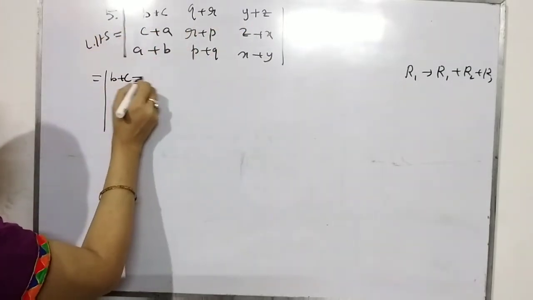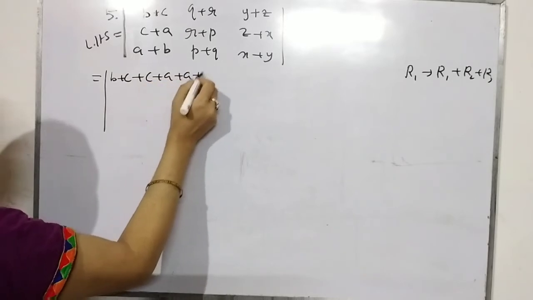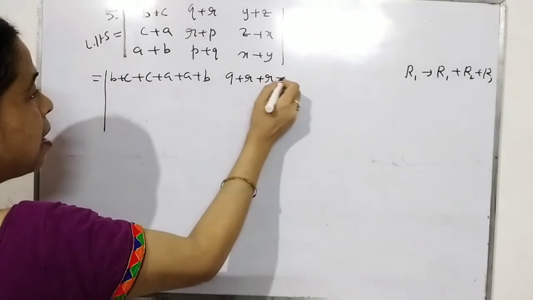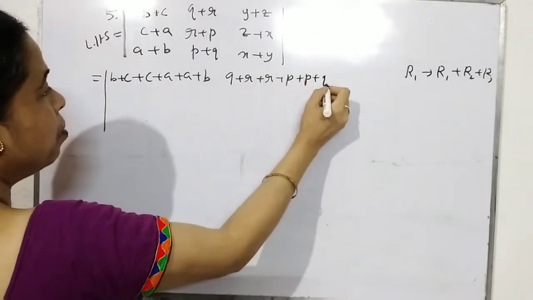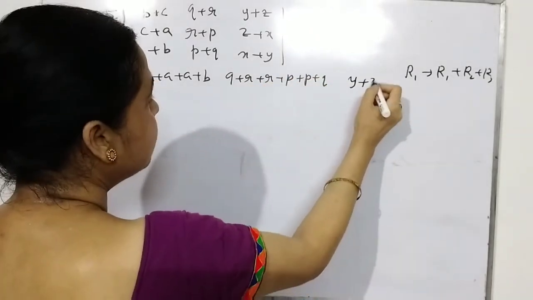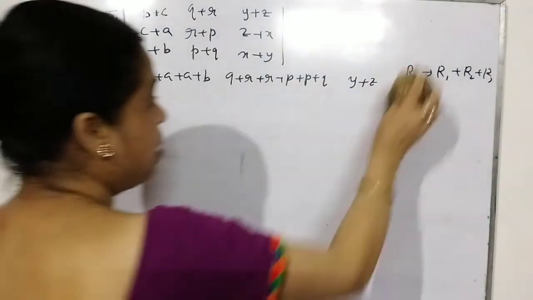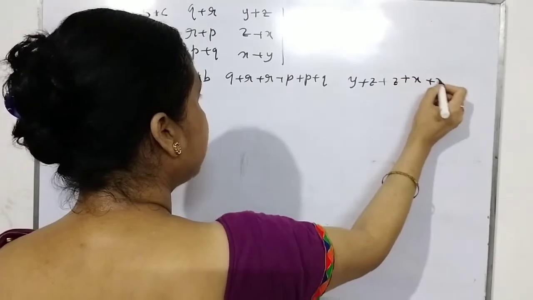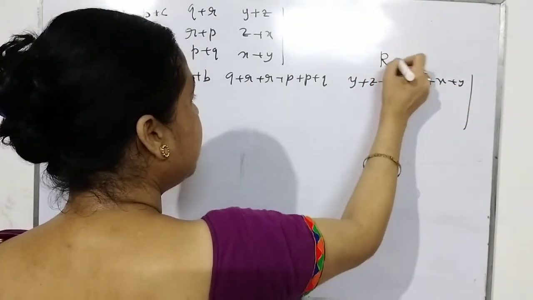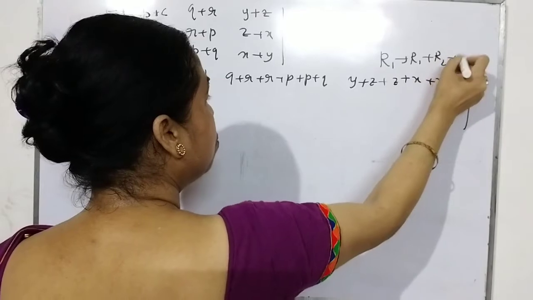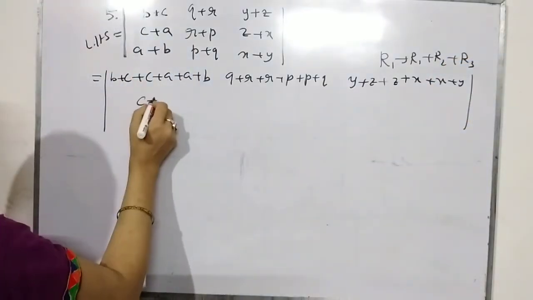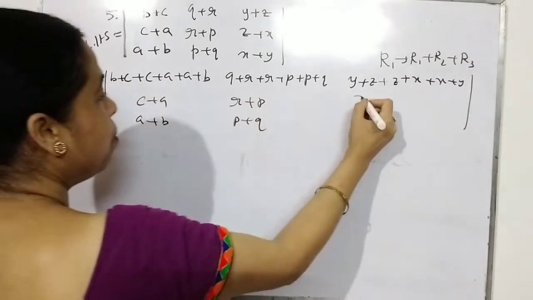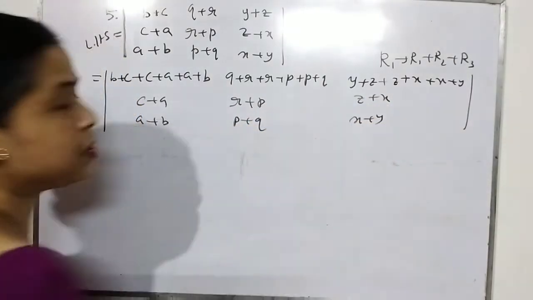So this gives you B plus C, C plus A plus B. Here also, Q plus R, P plus Q. And the next, Y plus Z, X plus Y. Here what I have done, row 1 replaced by row 1 plus row 2 plus row 3. Keep the order as it is: C plus A plus B, R plus P plus Q, Z plus X plus Y.